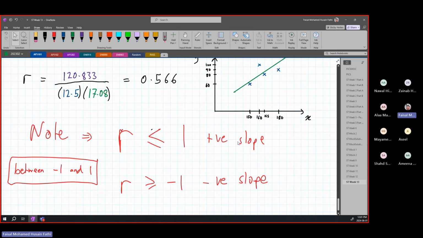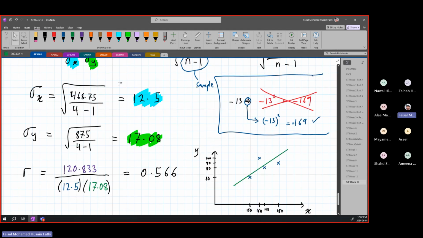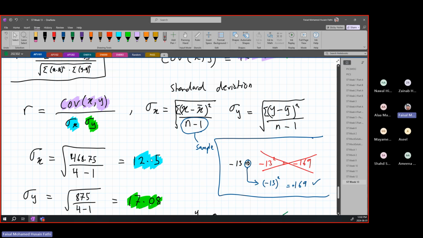Why am I saying this? Because if your answer here came out more than 1 in the positive area, or less than minus 1 in the negative area, it means your answer is wrong. It means you did something wrong in your calculation, because this will always result in a number between 0 and 1 for a positive slope, or negative 1 and 0 for a negative slope. Always, all right? So make sure that this value is always going to be between 0 and 1. If you get 2 or 3 or 7.5 or whatever, any number larger than 1, know that you have made a mistake in your calculations.